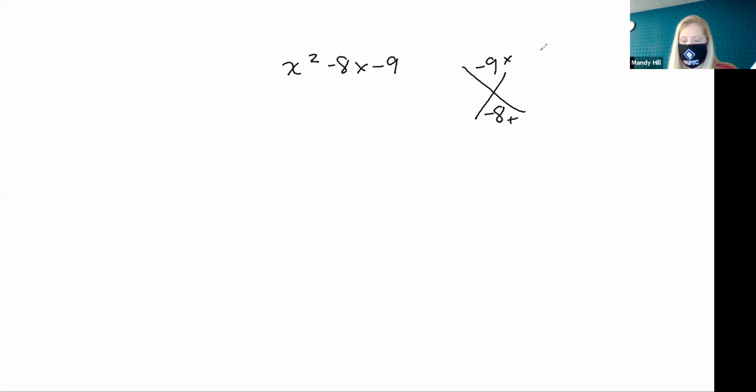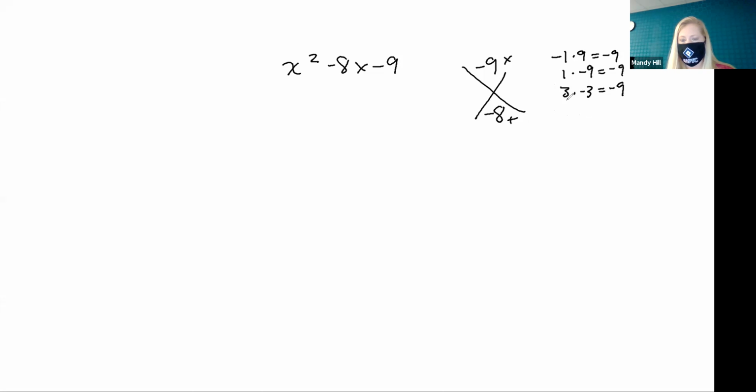Okay, so on this one, if it's going to multiply to give me a negative number and add to give me a negative number, that means one of them is going to have to be positive and the other is going to have to be negative. So let's just start thinking of things that multiply to give me negative 9. Negative 1 times 9, that's negative 9. 1 times negative 9, that's also negative 9. 3 times negative 3, that's negative 9. That's about all I can think of.